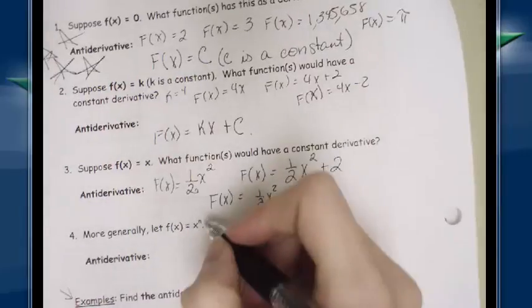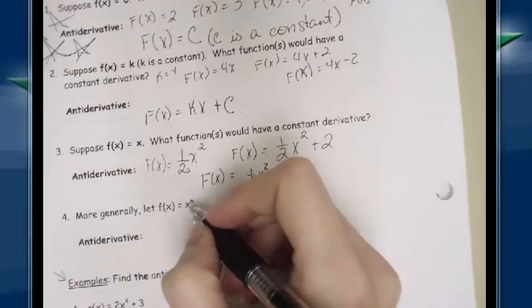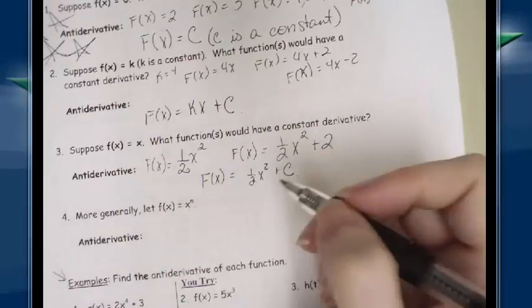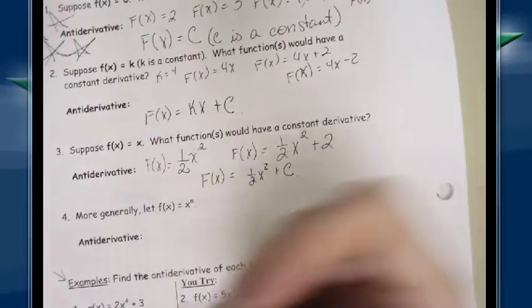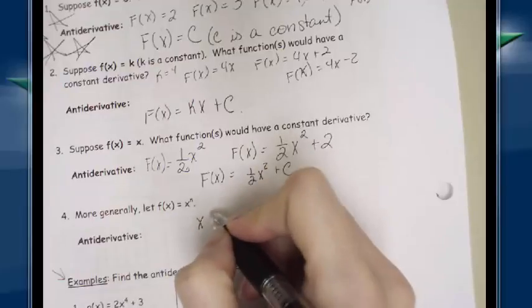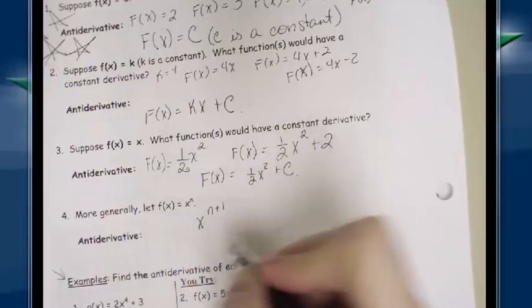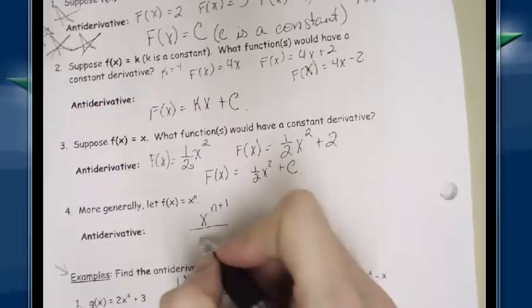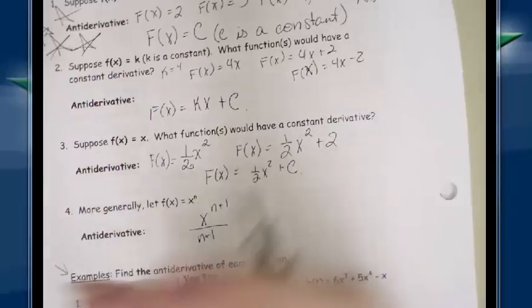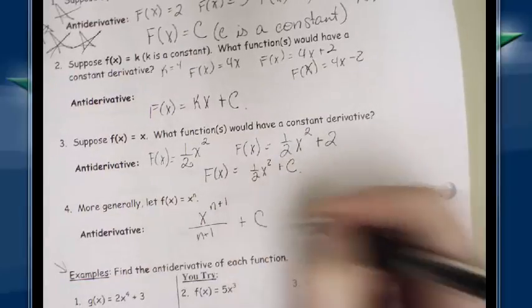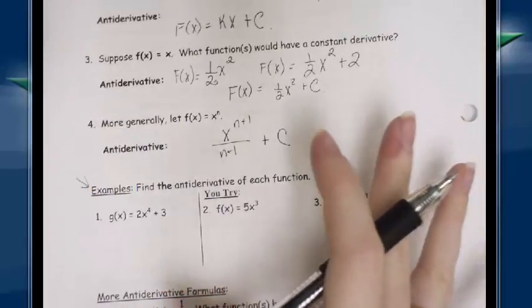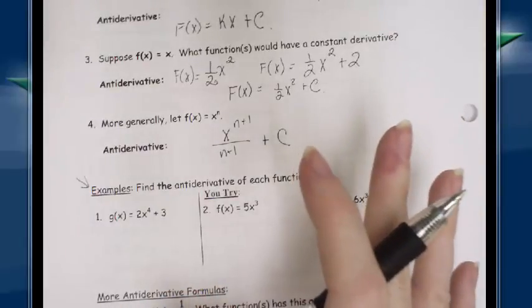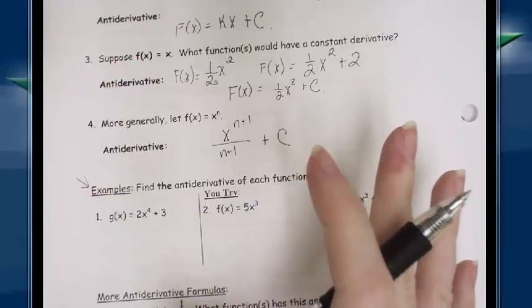So the general rule here: if it was x cubed, we'd have to divide by a 3. So you're going to say that the general rule is x to the n plus 1 over n plus 1, that dividing out when you would have done the power rule, and that constant c. C is going to make your life a little stressful in the future, but I feel you will make it through. Okay, here we go.